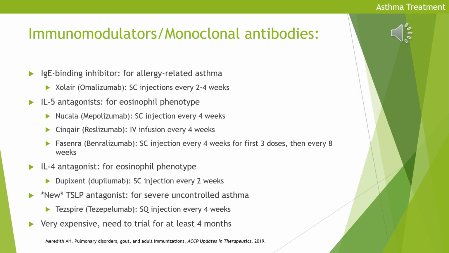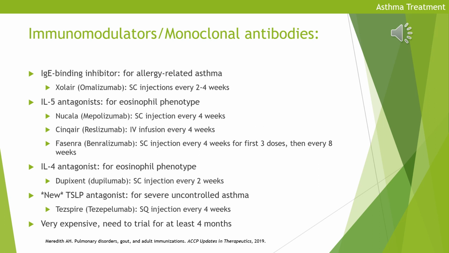And finally, let's talk about these new biologics, or immunomodulators. These are all monoclonal antibodies designed to target specific targets in the immune system. So first, we have an IgE binding inhibitor, or Xolair. The generic name is omalizumab. These are for allergy-related asthma and is given as a sub-Q injection.